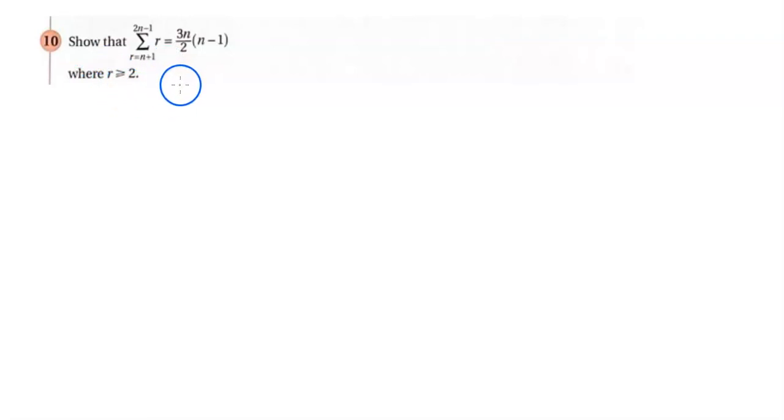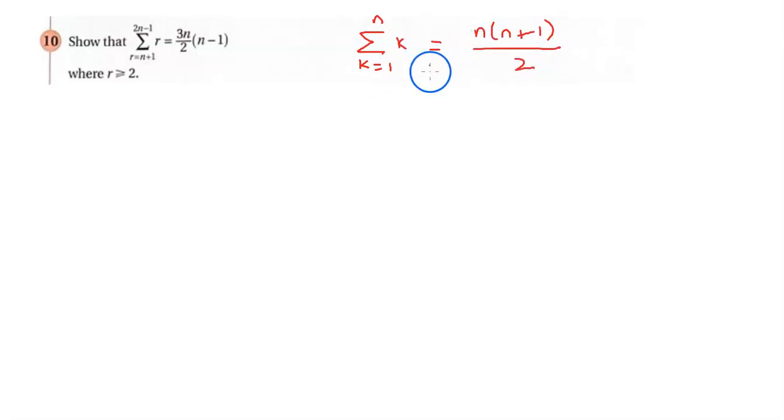Okay, so just to remind ourselves about the formula in terms of arbitrary n, the sum from k equals 1 to n of k is equal to n times n plus 1 divided by 2. So that's what we've already worked out so far. Okay, so let's write this sum here.